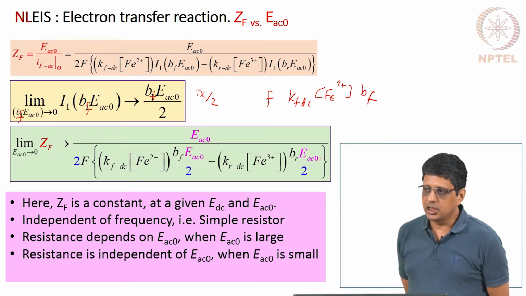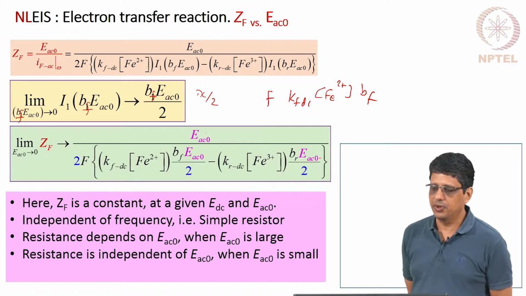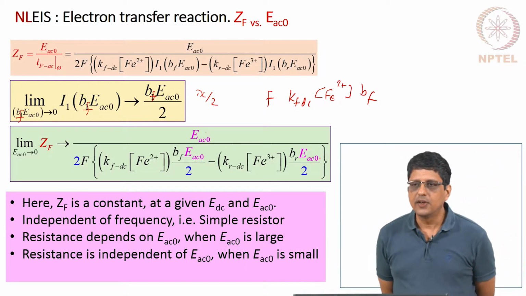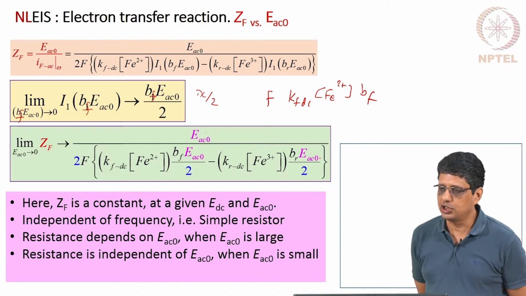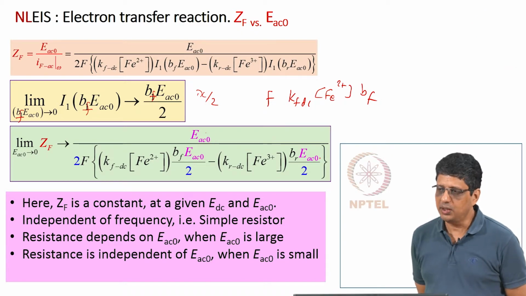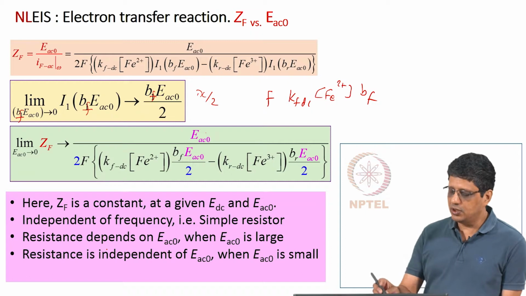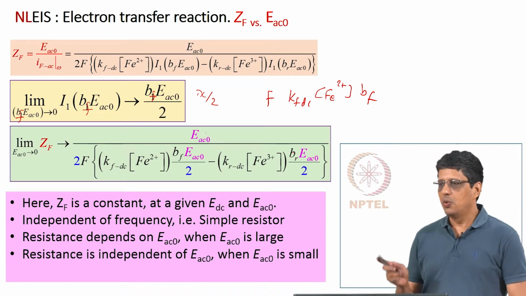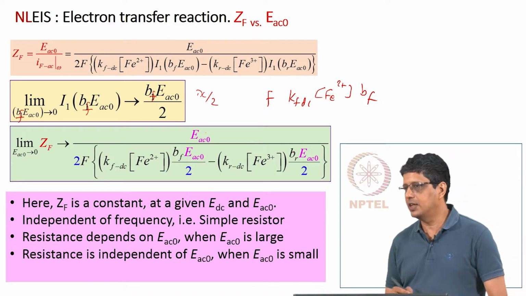So, certain points I would like you to note. One is the Faraday impedance is a constant at a given DC and at a given EAC 0. Constant here meaning it is independent of the frequency. That means it acts like a resistor. Now, if we change EAC 0, the value of the resistance will change. It is still independent of frequency, but it will depend on EAC 0 when EAC 0 is large. When EAC 0 is vanishingly small, very small, then that ZF that I calculate here will be independent of EAC 0, which means these are cancelling out, it is just going to be a simple resistor. So, this aligns with what we expect to see. When EAC 0 is large, the impedance is going to depend on the EAC 0 value. When it is small, the impedance value is independent of the EAC 0 value.